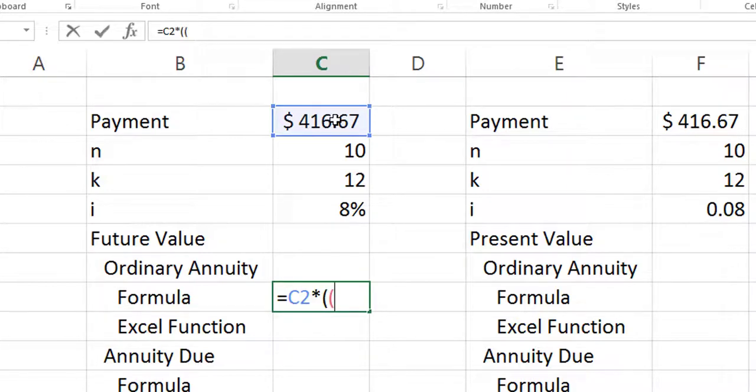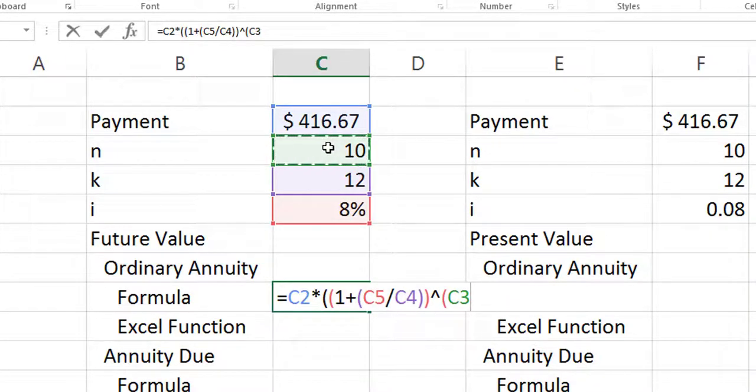I'm going to open another parenthesis, and I'm going to type 1 plus our interest rate, right? But our interest rate is going to be our interest rate divided by our 12 months. So let's do another parenthesis and enter the interest rate, a slash to divide, and click on our 12 months. So we're going to take that 8% interest rate and divide it by 12 so that every period we're compounding a little bit differently. We're going to close that parenthesis. We're going to raise this to n times k. So open parentheses, n, which is 10, an asterisk to multiply, times k, and then we'll close the parenthesis.